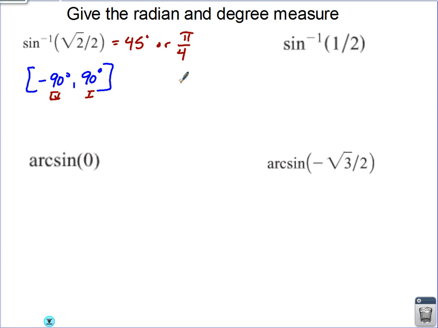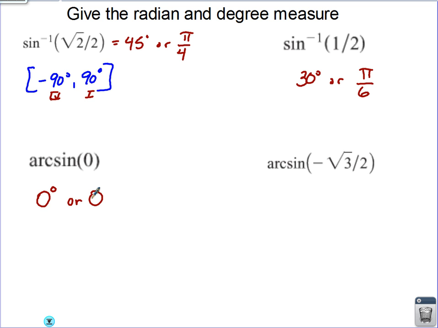The second one, the inverse sine of 1/2. Same thing, we're restricted from negative 90 to positive 90. What value of sine is equal to 1/2? 30 degrees, or pi over 6. Questions? Arc sine of 0. I believe the sine of 0 is 0. 0 degrees or 0 radians, same thing.